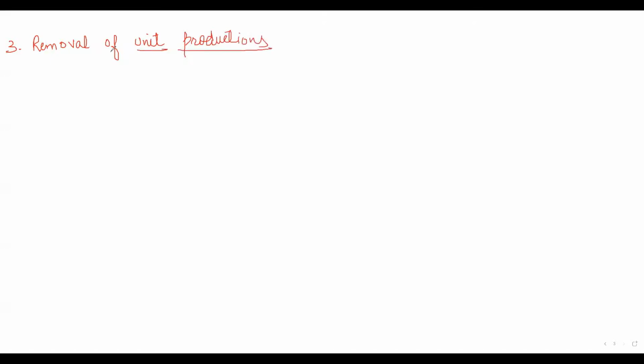Removal of unit productions. Okay. So what is a unit production? A unit production is a production of this type: A gives B. This is a unit production. Here a non-terminal generates a single non-terminal. So this is called a unit production, and we will remove such productions, removal of unit production.